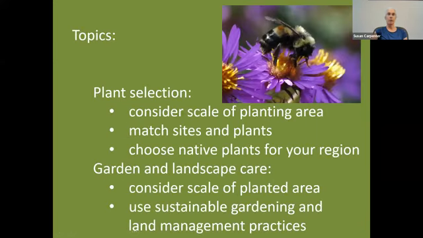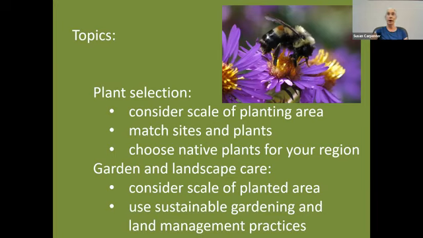So today I want to cover some topics of plant selection, and these are the main goals of plant selection. First, to consider the scale of the planting area that we're talking about. You may want to approach it gradually, or you may have a very large area that you're concerned with, just depending on what kind of project you're undertaking. The most important thing is to match the sites and plants, and to choose the native plants for your region, as I was just mentioning.